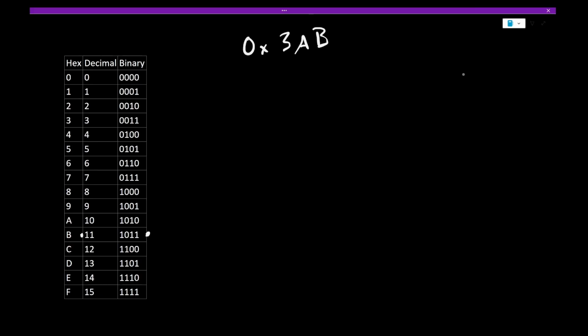Let's try it without going through binary first. So let's remember our columns. This is the 0 column, 1 column, and the second column. Remember that's 16 to the 0, 16 to the 1, and 16 squared. Just kind of keep that in mind for the second.